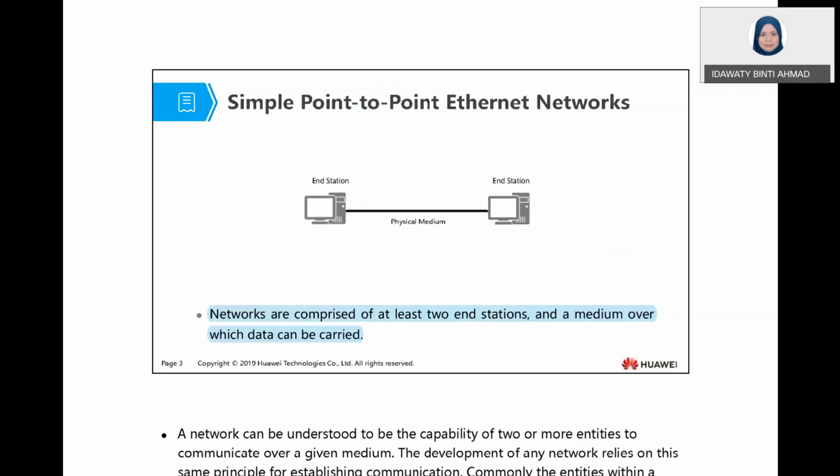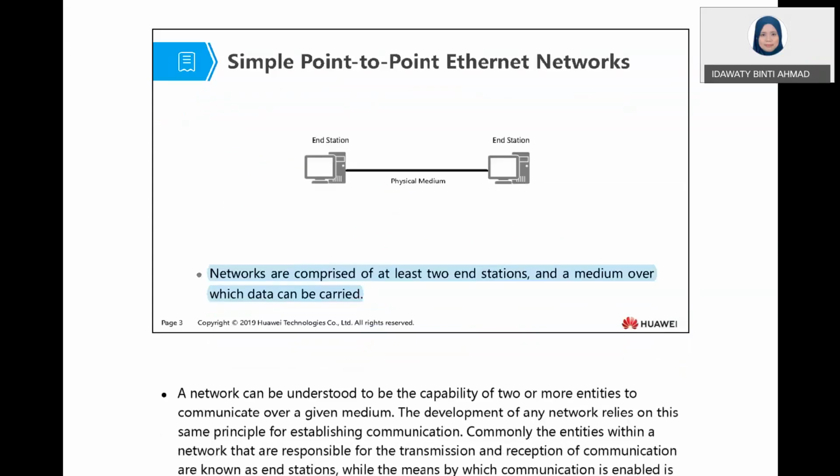Because I've done the Malay version of this slide earlier, I guess this slide will go a little bit faster compared to the Malay version. Never mind, it's okay. So it mentioned here that networks are comprised of at least two end stations and a medium, so you must have at least two end stations and a medium on which data can be carried.